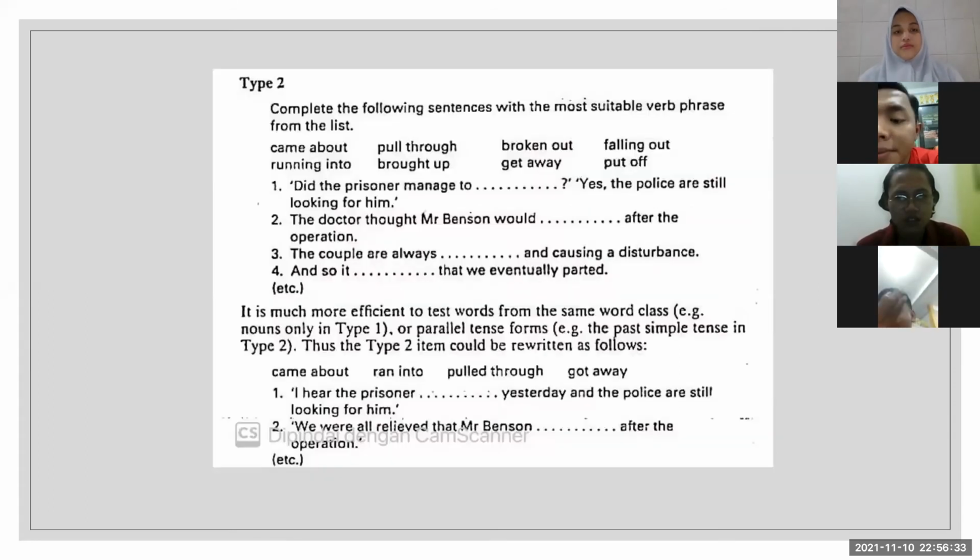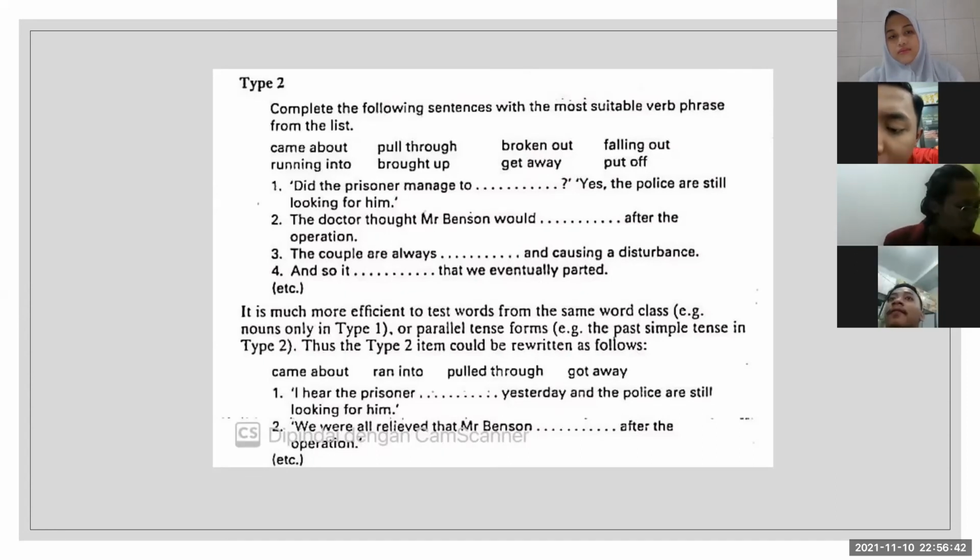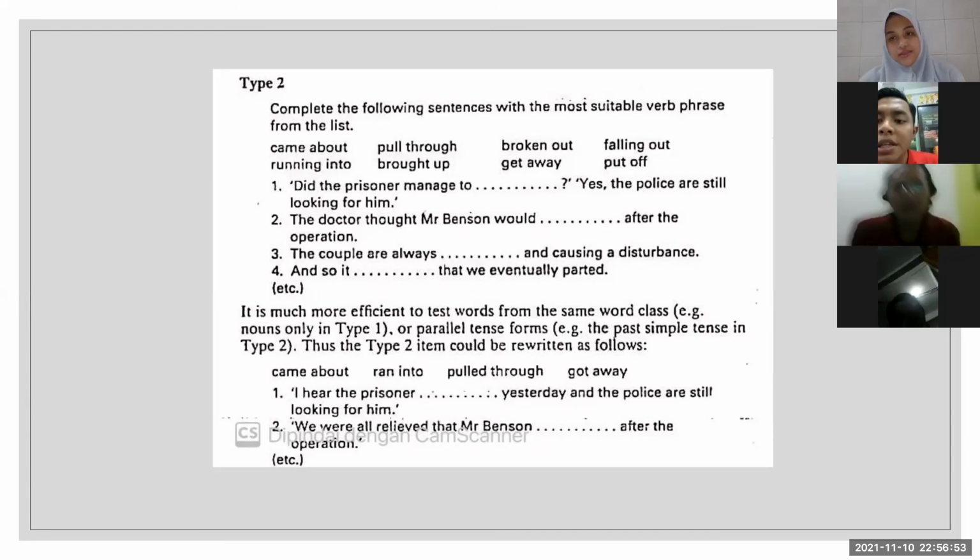We're going to the next slide. This is for type 2. For type 2: complete the following sentence with the most suitable phrase from the list. I think we make our students complete the sentence like this. Did the prisoner manage to blah blah blah? Yes, the police are still looking for him. And the student should answer with what they put for the answer. That is type 2.